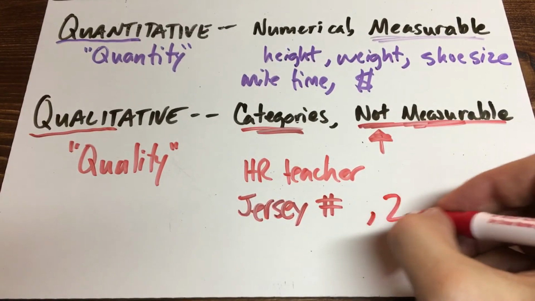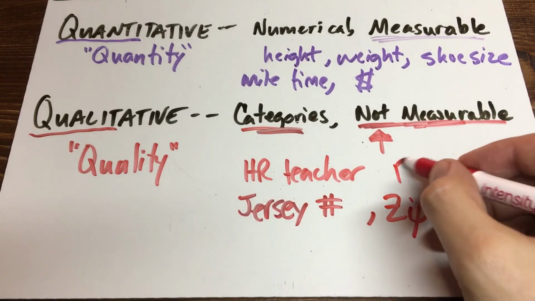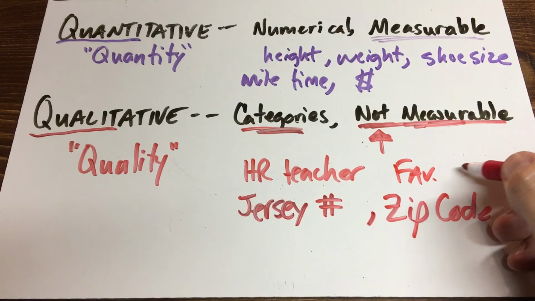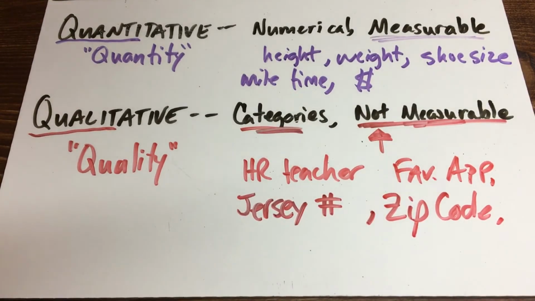It could be like your zip code. There's no measurement there. That's not actually measuring anything. It could be your favorite app to play on your phone or your favorite website to go to, right? Those are going to be qualitative because they're categories, or if they are numbers, they're numbers that are not measurements, like your zip code, your area code. Your phone number is not a measurement of anything. But things like your height and your weight and your wingspan and your vertical jump, those are all things that you measure, and those would be up here in the quantitative category.